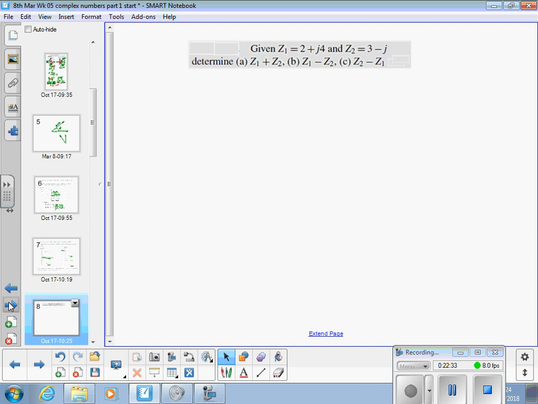Right, problem. Given z1 is equal to 2 plus 3j and z2 is equal to 3 minus j, determine z1 plus z2, z1 minus z2, and z1 times z2, and we'll go through them.